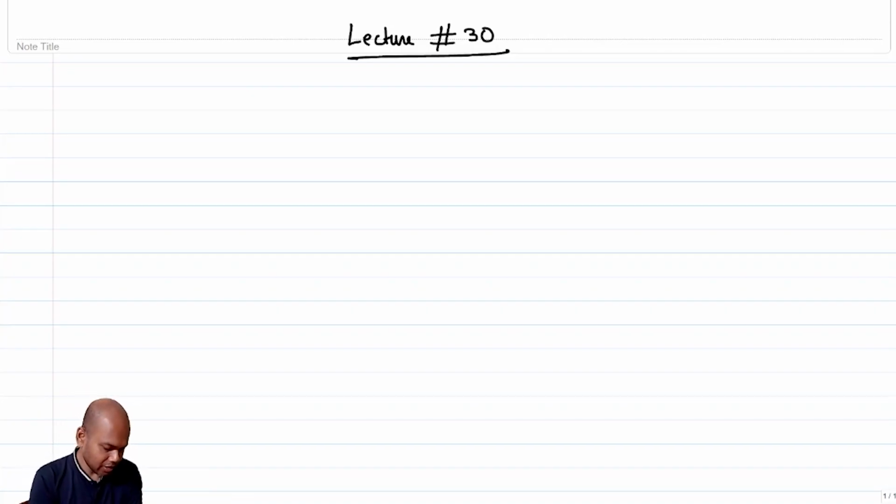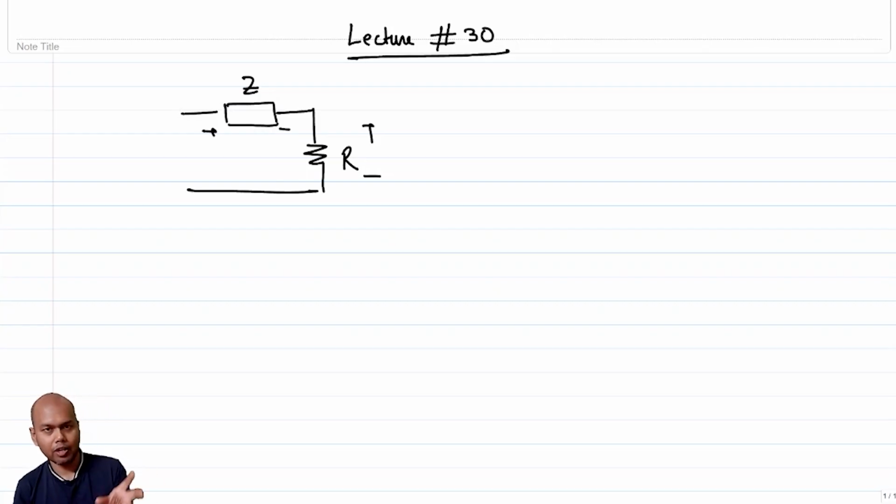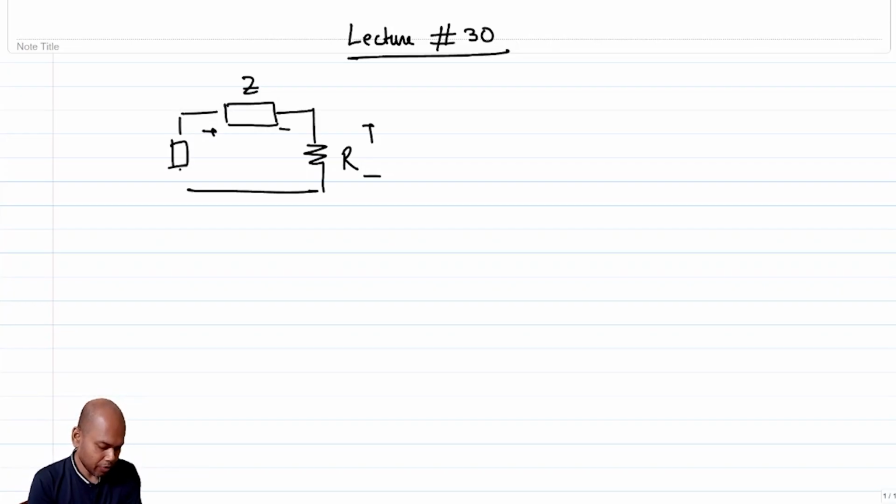And we looked at a couple of architectures, but typically they were of this form. That is, if we have some Z and if we have some R, then there will be a voltage drop across Z, and the rest of the voltage will drop across R. And if this voltage drop is significant, then I get a lot of step down of the voltage.